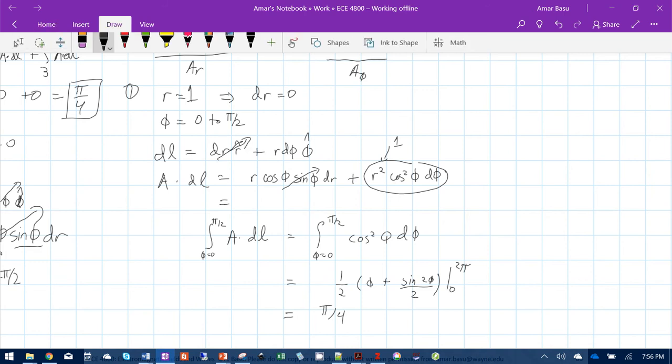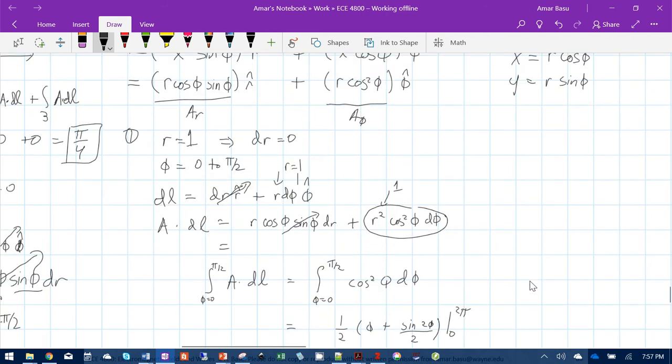So this term would go away because dr is equal to 0. And this r is equal to 1. All right, so a dot dl, we have our equation for a.